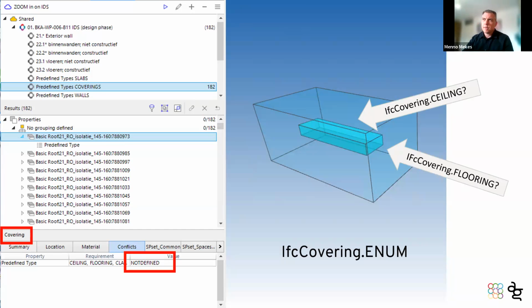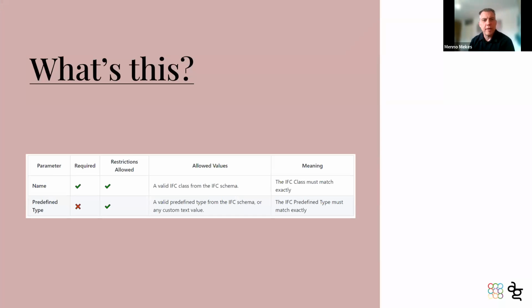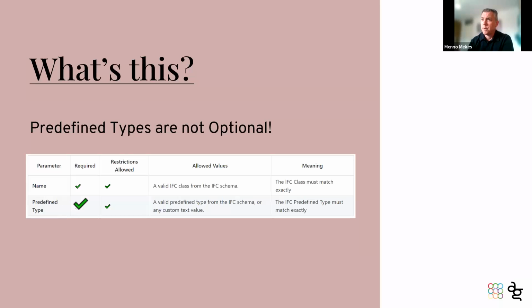So I read this documentation, and on GitHub there is excellent documentation, but I did find this. I came across this in the entity facet documentation that says predefined types are optional or not required. Well, I think that should be fixed in an update.